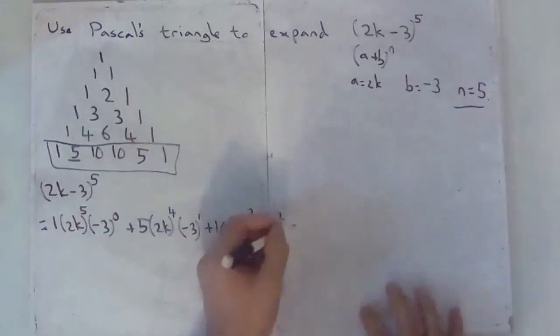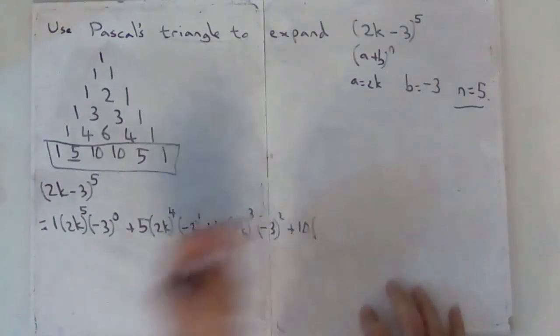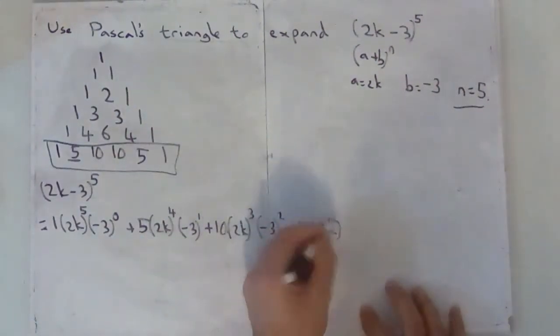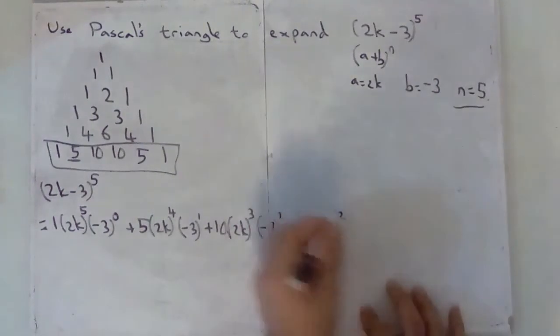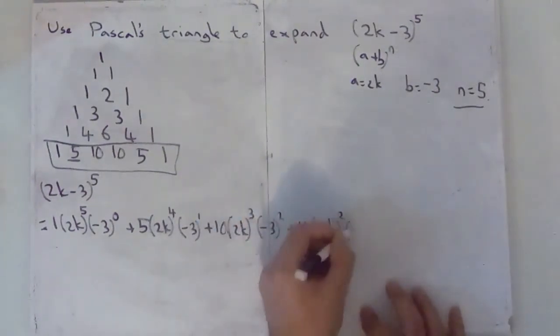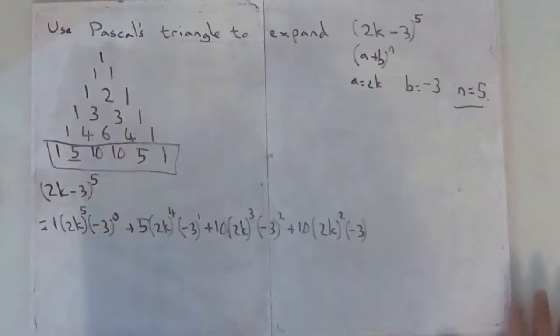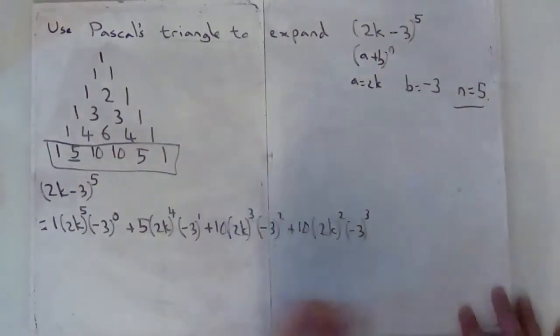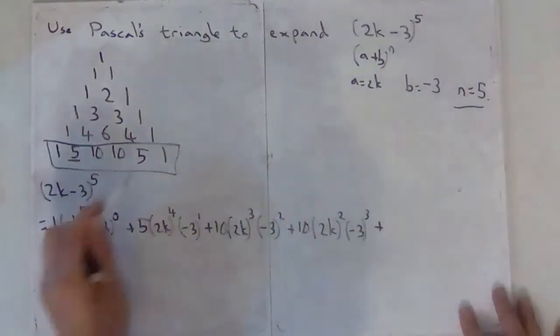Then we've got another 10, so plus 10, 2k to a power, so 3 goes down to 2, and the −3 goes up to 3. Still adding up to 5. Plus 2 more terms.